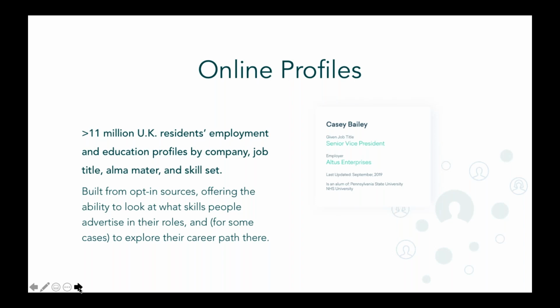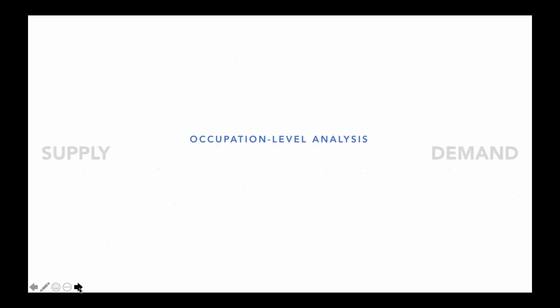So it looks at online profiles, which will have details of people's current employment, potentially of their job history, of their skill set. This is built from opt-in sources where people have opted in to sharing their CVs and similar data sources, job applications, and so on. And it gives us insight into the profiles of people that you have and the talent base that you have, down to local authority level. We'll be doing much more work on this as we go through this year, but I thought it was useful to mention that now.